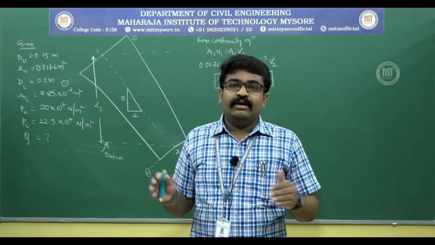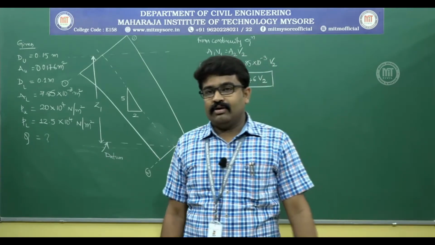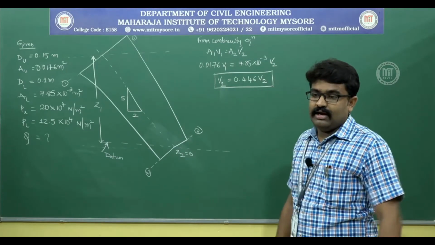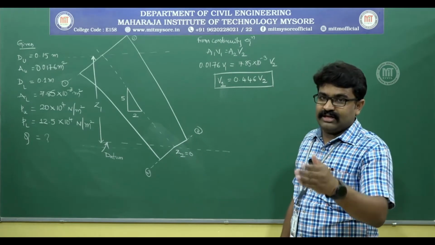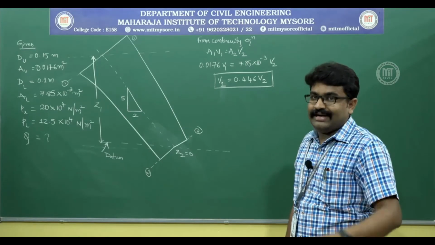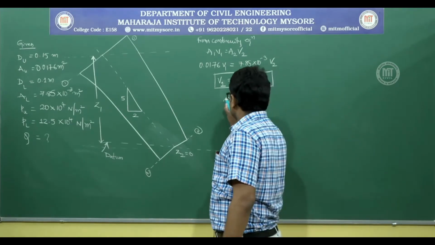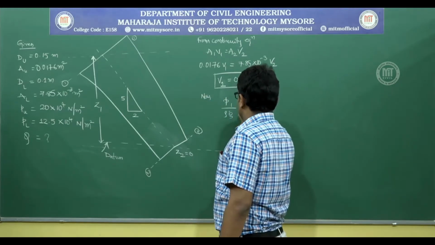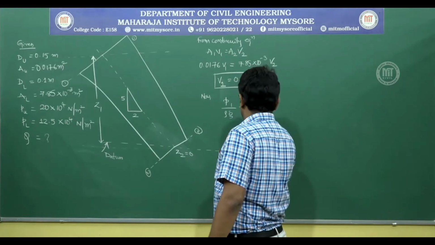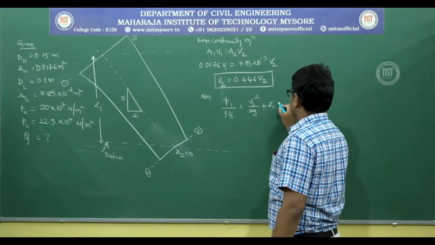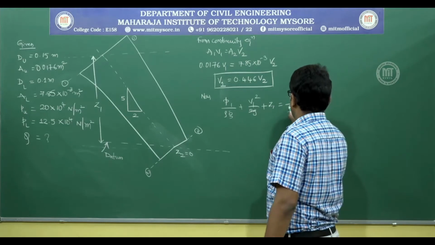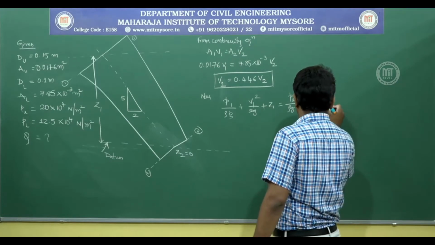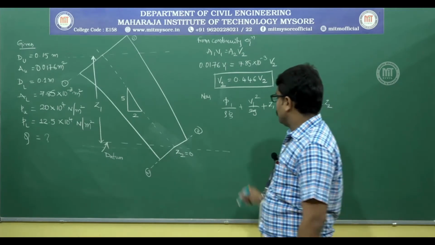Now, we have everything so that we can apply Bernoulli's equation. So, next step, applying Bernoulli's equation between section 1 and 2, you will have to write it. Now, P1 by rho g plus V1 square by 2g plus Z1 is equal to P2 by rho g plus V2 square by 2g plus Z2.